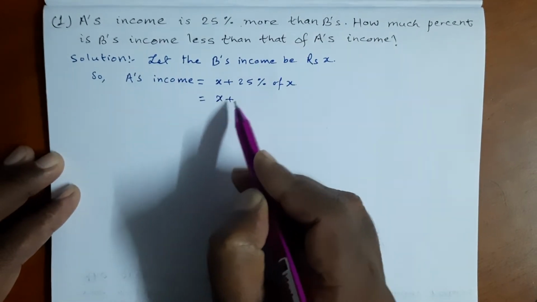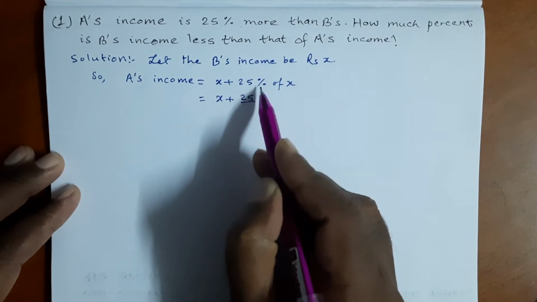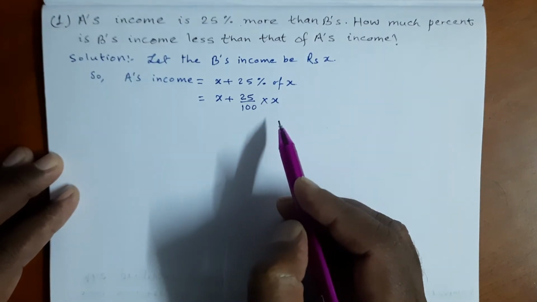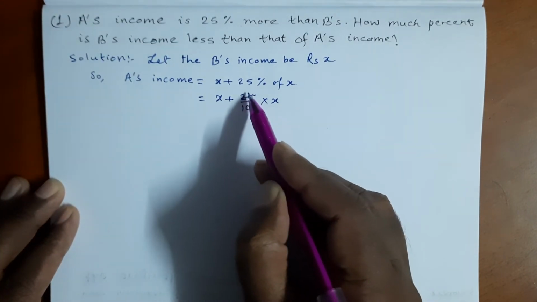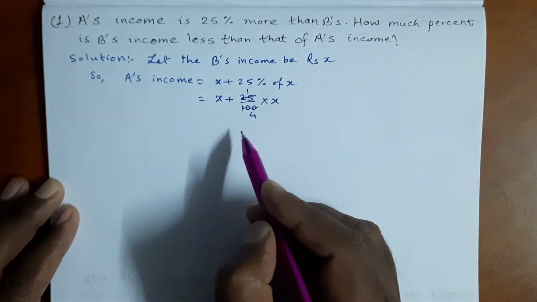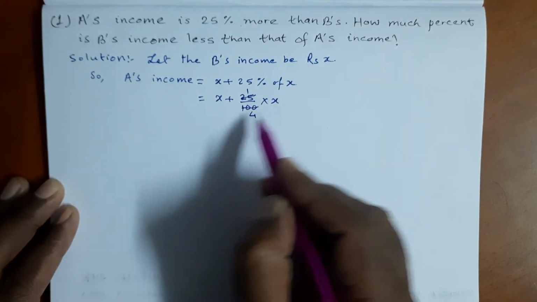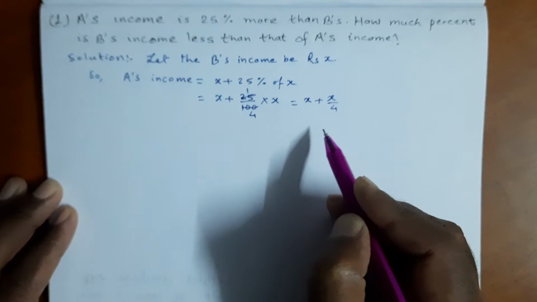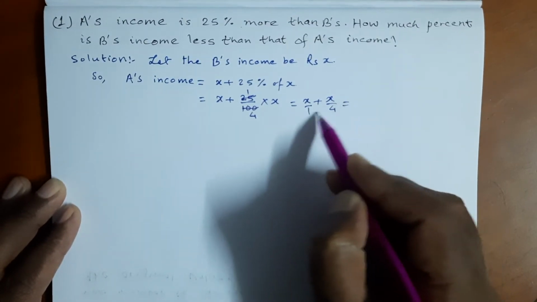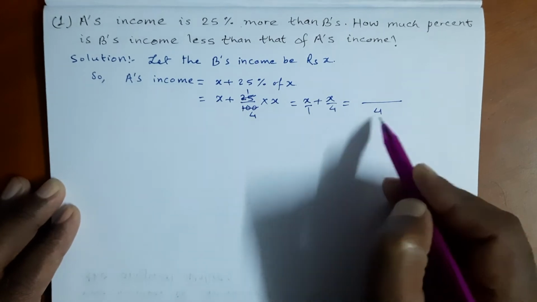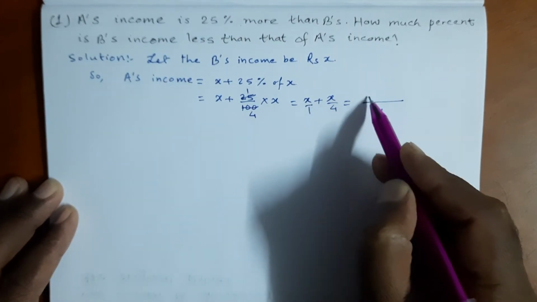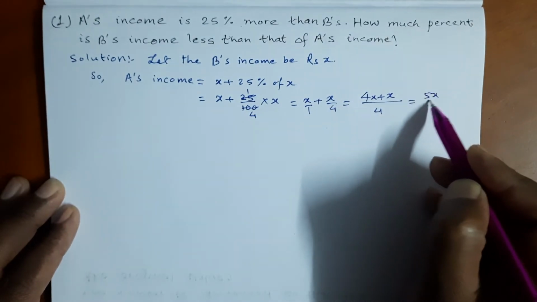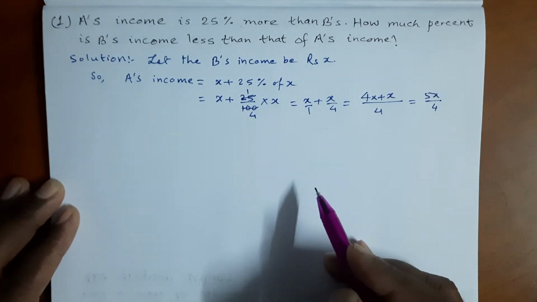So now X plus 25 over 100, in place of the percentage sign we write 100 in the denominator, and in place of the multiplication sign, times X. 25 fours are 100, so you will get X plus X over 4. Here X over nothing means 1. LCM of 1 and 4 is 4. 1 can divide 4 four times, that 4 times X is 4x, plus X. Now 4x plus X is 5x over 4.